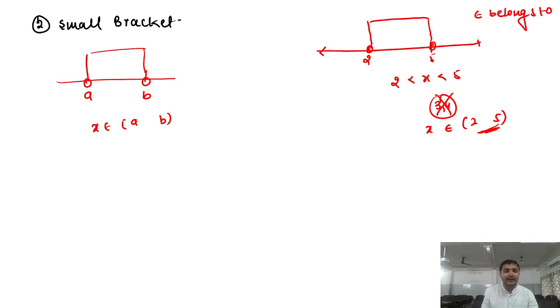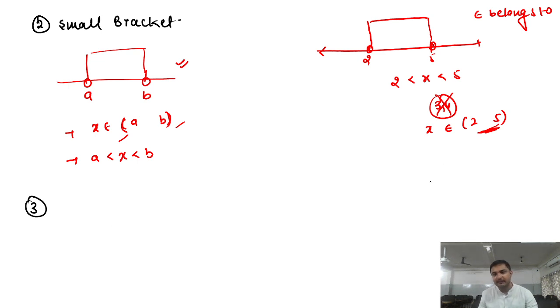So a small bracket represents that the boundary values are not included. Just lesser than boundary value here or just greater than boundary value here, that is included for sure. In inequality form we'll be writing it as x greater than a and less than b. Likewise I'll be writing. And this is what we are having as representation on the number line. Clear? Yes, third one, closed bracket.